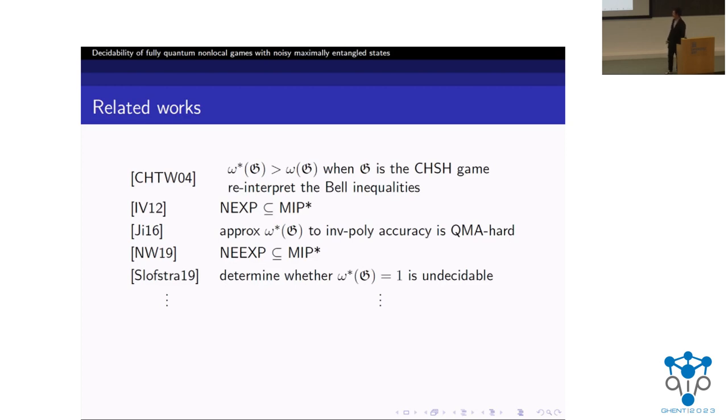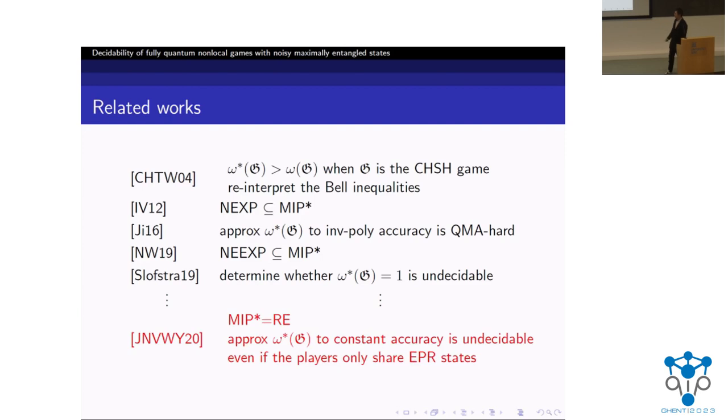The quantity omega star G is important both in physics and computer science. There is much literature studying the computational complexity of omega star G. We list some of them here. In 2020, the well-known paper MIP star equals RE resolved this problem completely. It proves that approximating omega star G to a constant accuracy is undecidable, even if the players only share EPR states.